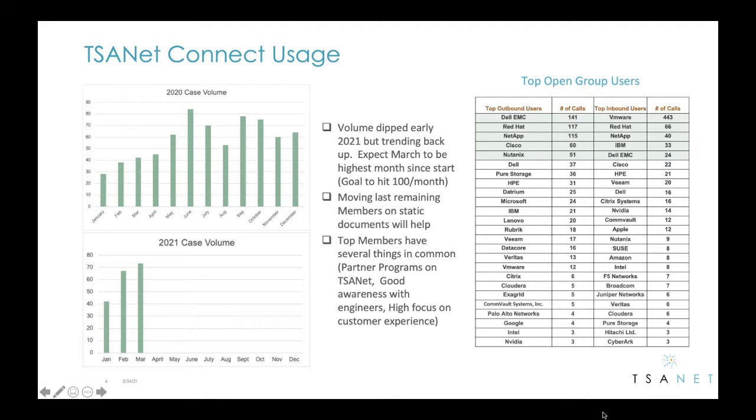And then off here to the top open group members, you can see the volumes and the members that are kind of driving this. I highlighted the top 5, and I would say they all have similar things in common that are really driving their usage and value out of TSANet. They all have partner programs. They all have very good awareness programs with engineers, and they all have a very high focus on making sure the customer experience is good, and obviously multi-vendor support and making sure that customers get solutions in complex environments are part of that as well. So I'd say all these vendors share those same traits.